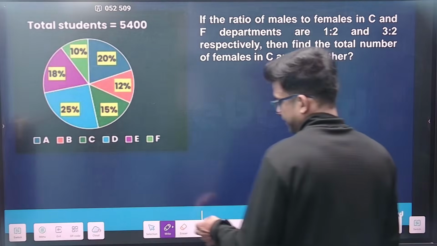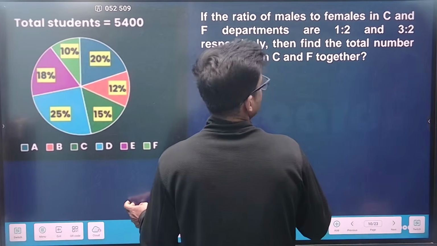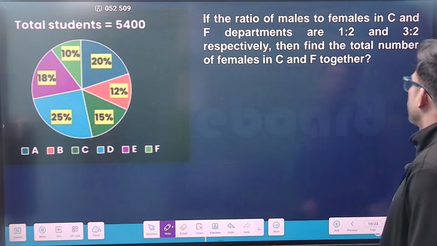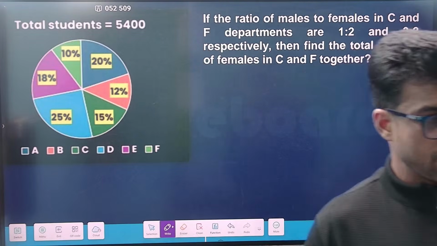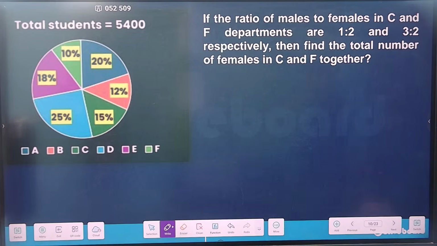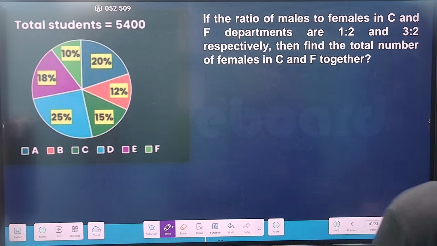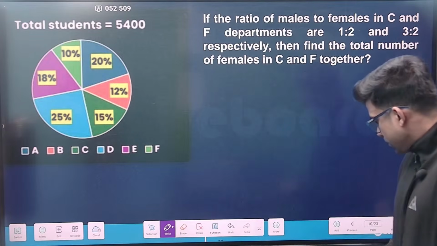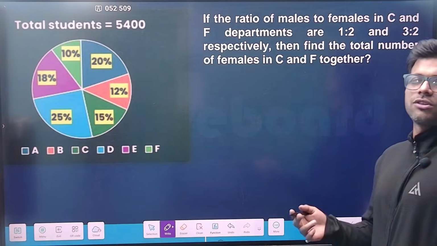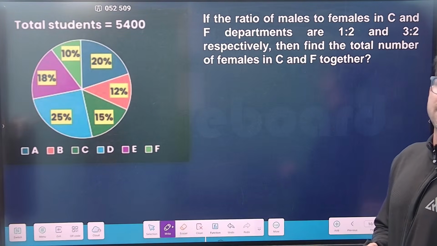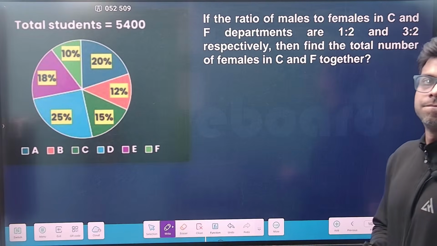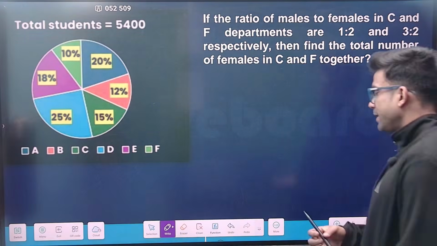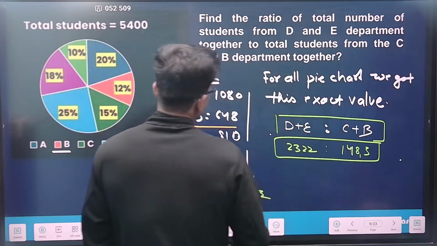Come on, solve. Anyone in the class can solve? Come on, guys. 4 people are watching me. You can answer now. Let's try and give me the answer. Read the question. Okay, let me write down the data.